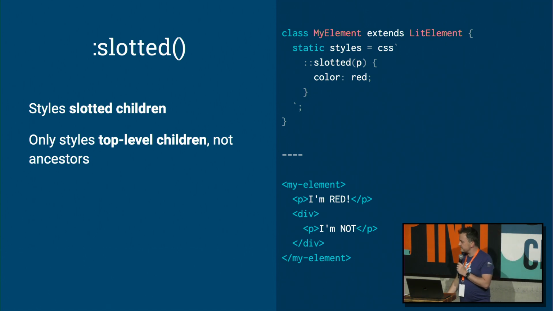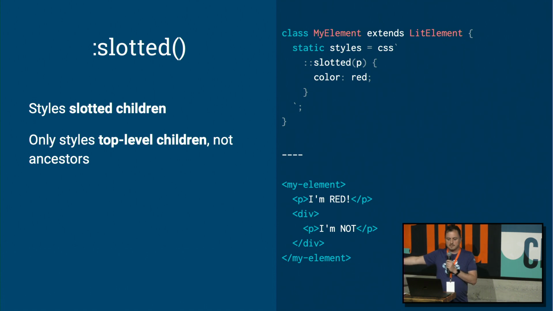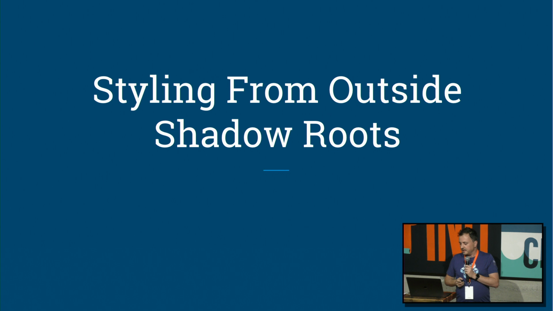And so the way this works is you use ::slotted in the CSS here, and you give it another selector, which will select against the direct top-level children only, and then you can style them. And so in the example HTML down here below, this will select the top paragraph there and make it red, but it will not select the nested paragraph inside that div and make that red.